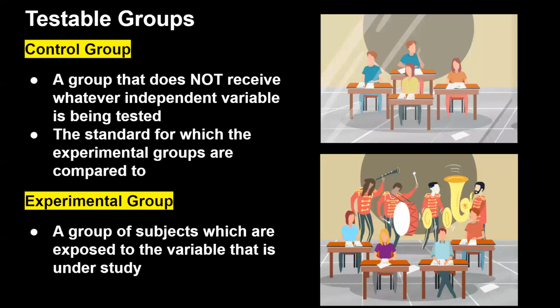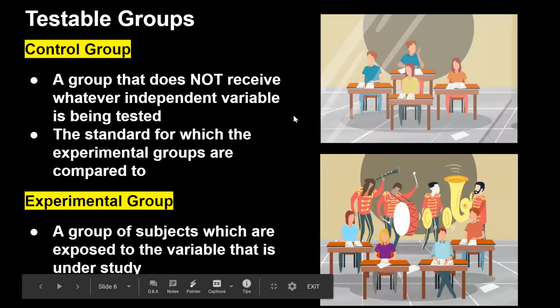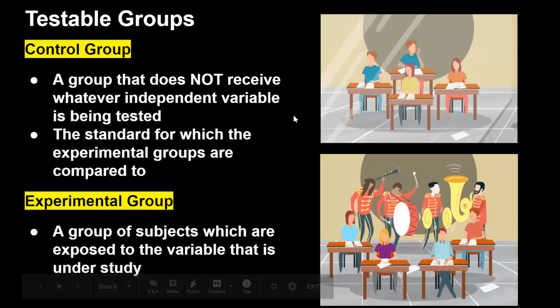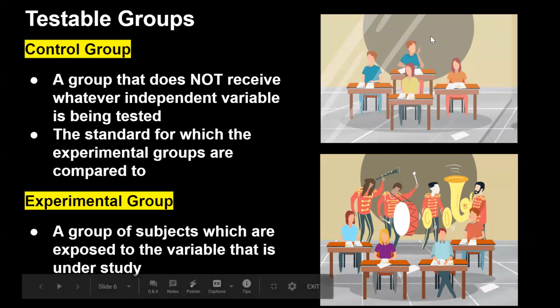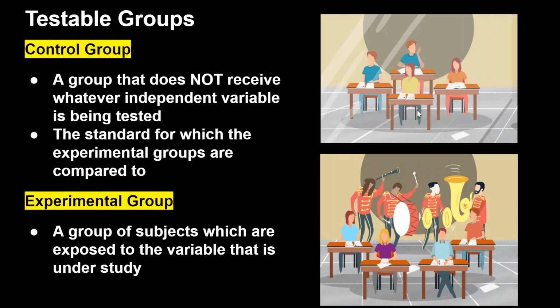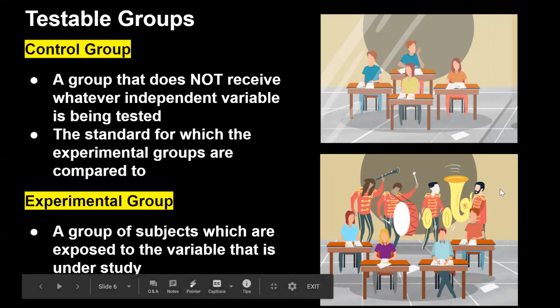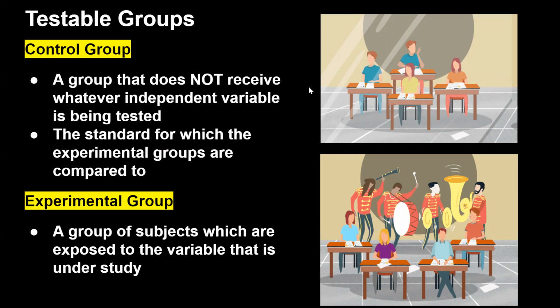Okay? Another thing to be aware of is control groups versus experimental groups. Those are all categories of testable groups. Generally in an experiment, you will have a control group and you will have one or more experimental groups. I gave you another example here on the right. We have our control group here and our experimental group down here. Now a control group is a group that does not receive whatever independent variable is being tested. So it is the standard which you compare everything else to.